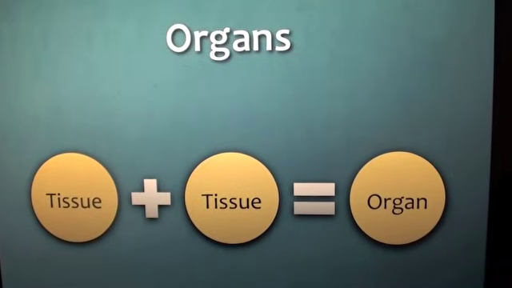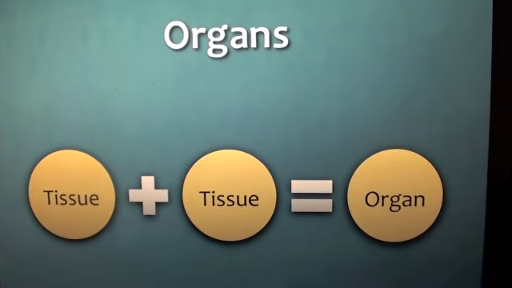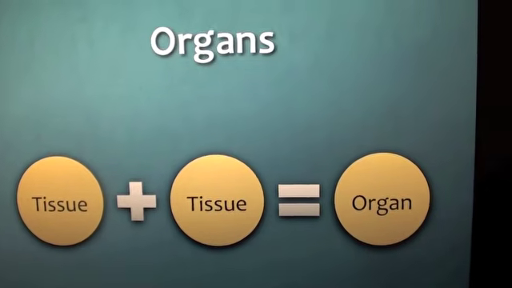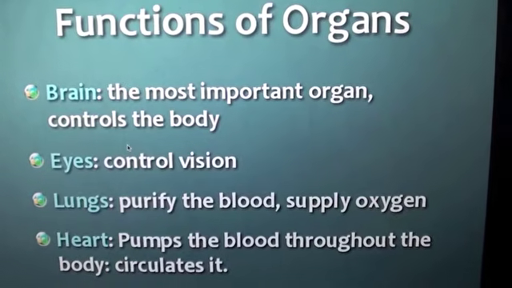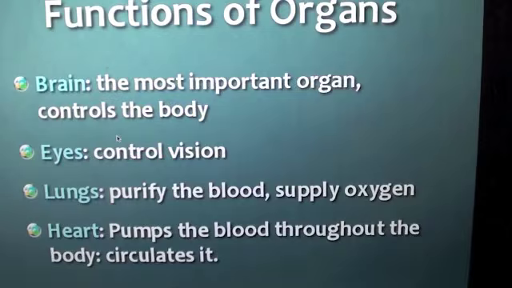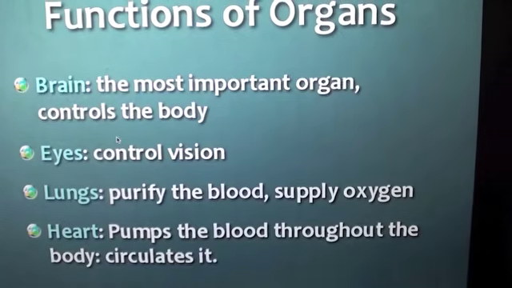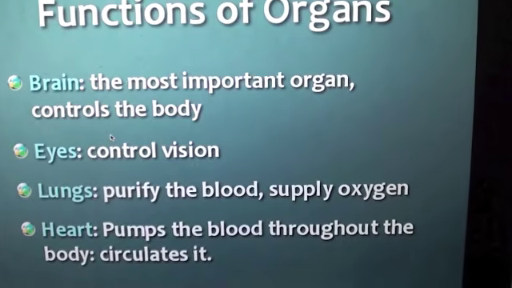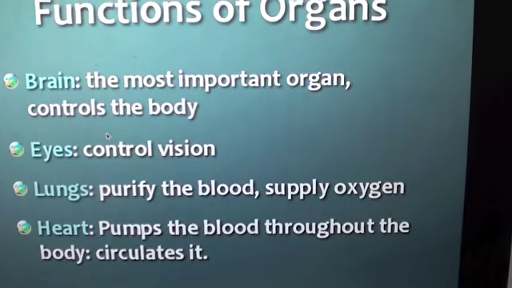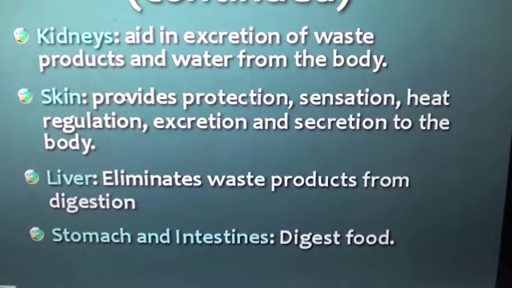Similar tissues make an organ. So tissue plus tissue will make an organ. Functions of organs. The brain, the most important organ, controls the body. Eyes control vision. Lungs purify the blood, supply oxygen. The heart pumps the blood throughout the body and circulates it.